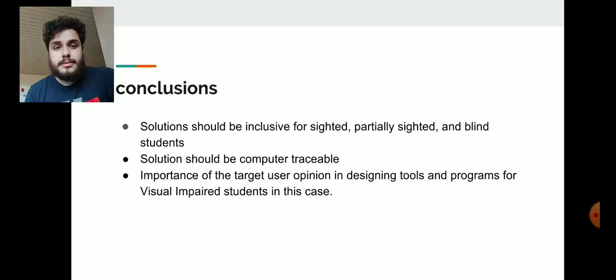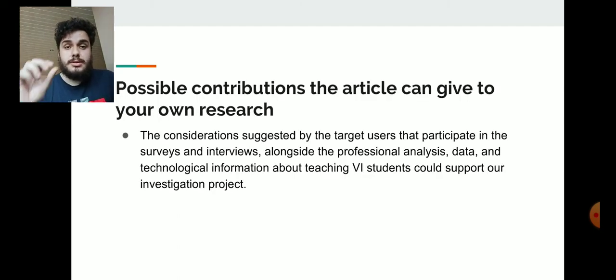And now, we elicit certain information from this article for our research project, but the most important thing maybe is the feedback, the participation in the surveys, interviews, and task analysis from the visually impaired students. And not only that, but the analysis from the professionals and the professors that is very important for us.